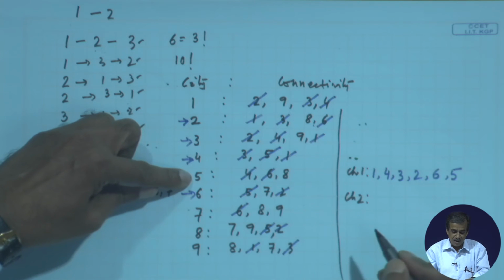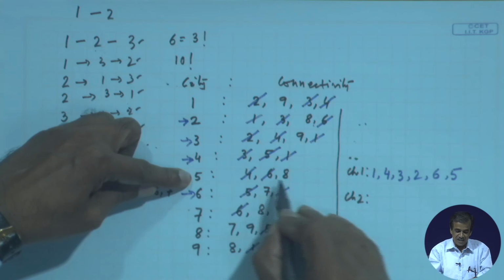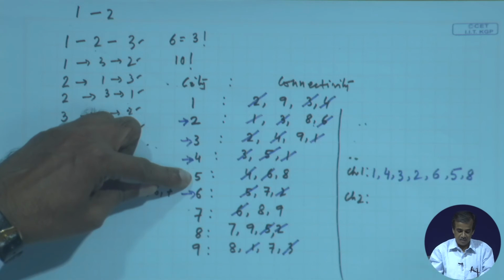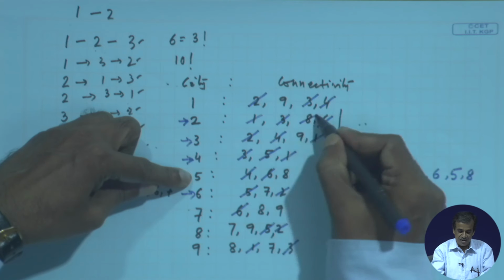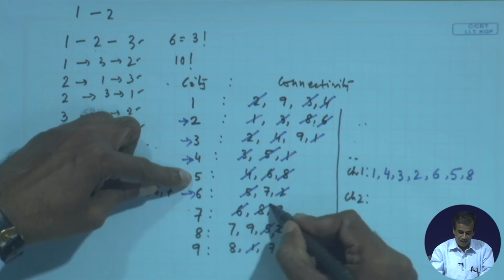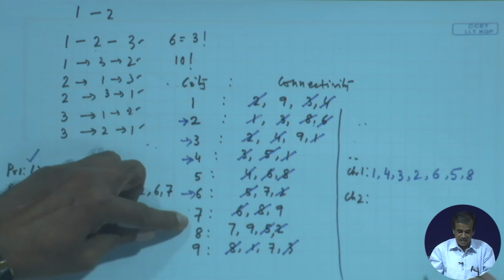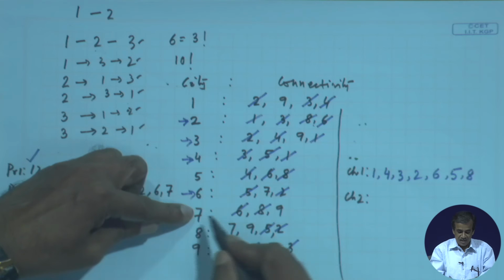Then you see the 5. So city 5 is connected to 8. You remove 8 from everywhere. Now 8 is connected to 7 and 9. 7 is connected to 9, 9 is connected to 7.